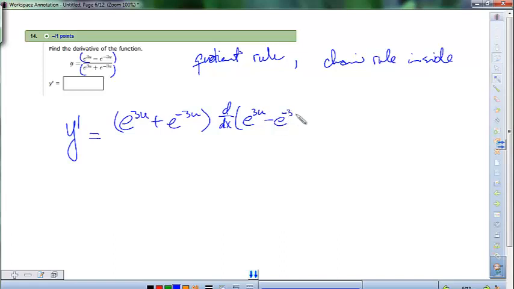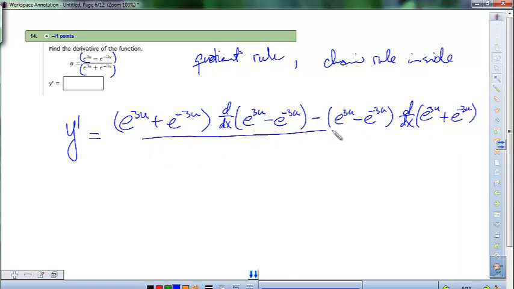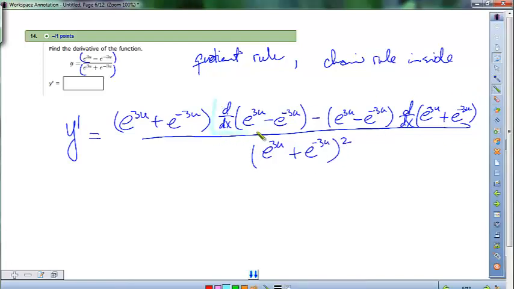E to the negative 3u minus high, e to the 3u minus e to the negative 3u, d low, so d dx of the low, e to the 3u plus e to the negative 3u, all over e to the 3u plus e to the negative 3u squared. Okay, so this is the quotient rule, and now these things need to be worked out and simplified.